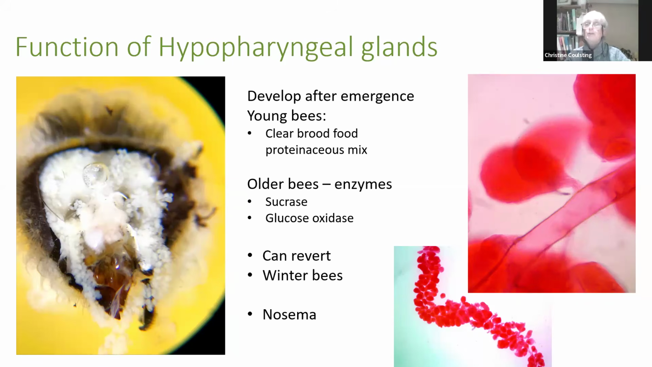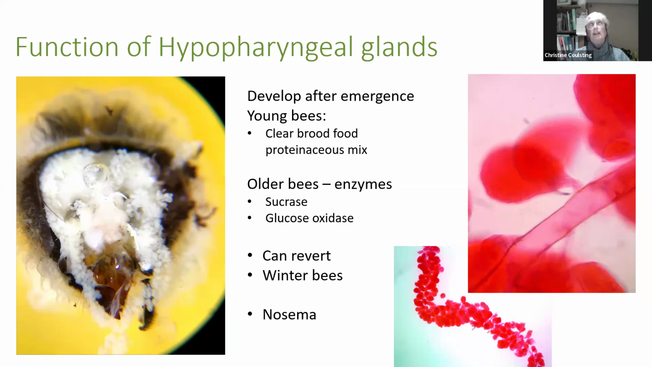So these develop after emergence, and it's down to the pollen that they take on board. And in young bees, they will produce a clear brood food, and that's a proteinaceous mix for feeding the larvae. And they also feed the other bees coming in as well. So it isn't just for the brood. In older bees, the hypopharyngeal glands provide enzymes, and this is sucrase and glucose oxidase for breaking down the sugars.